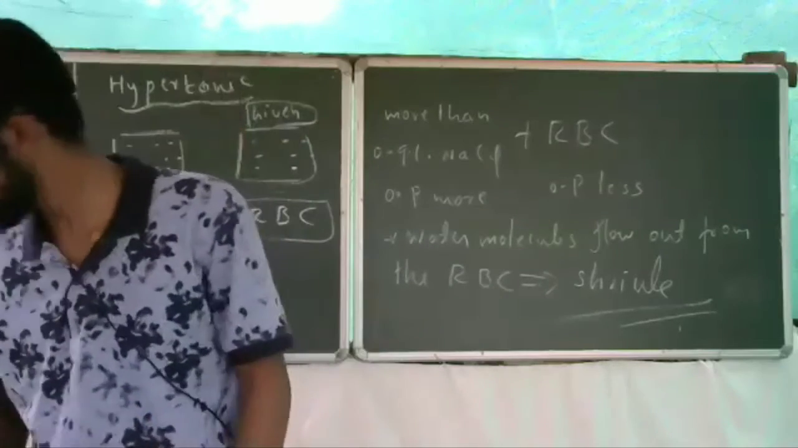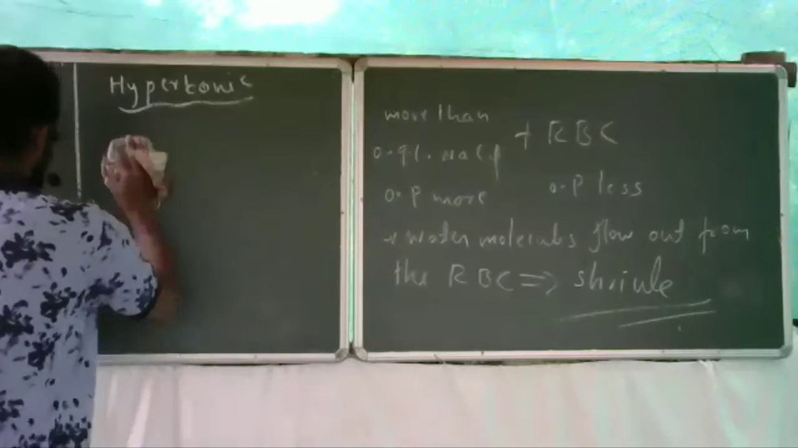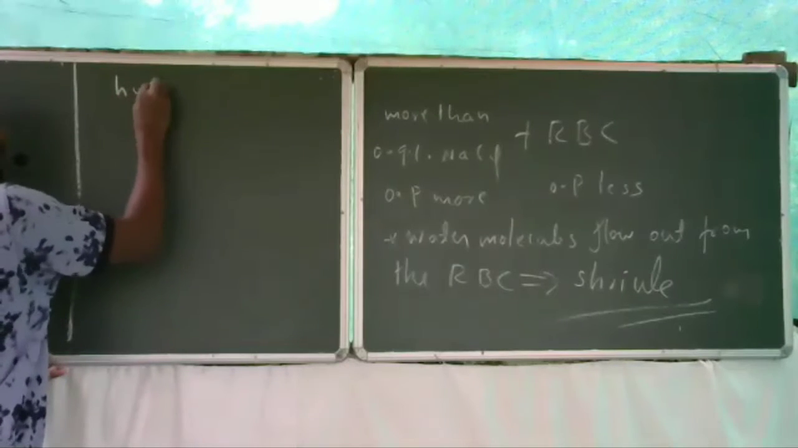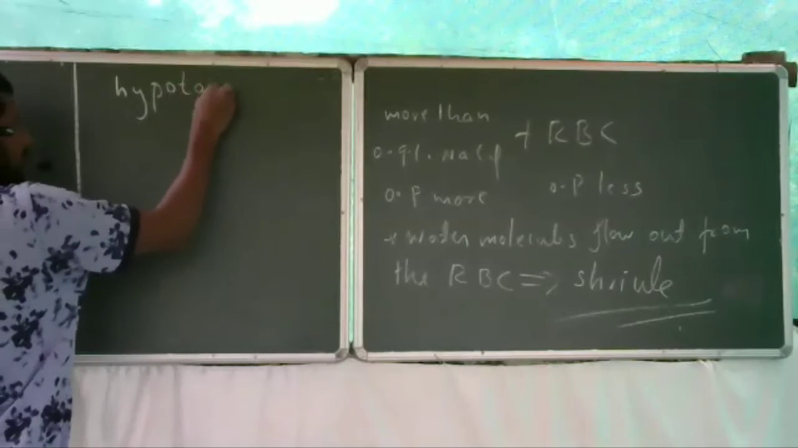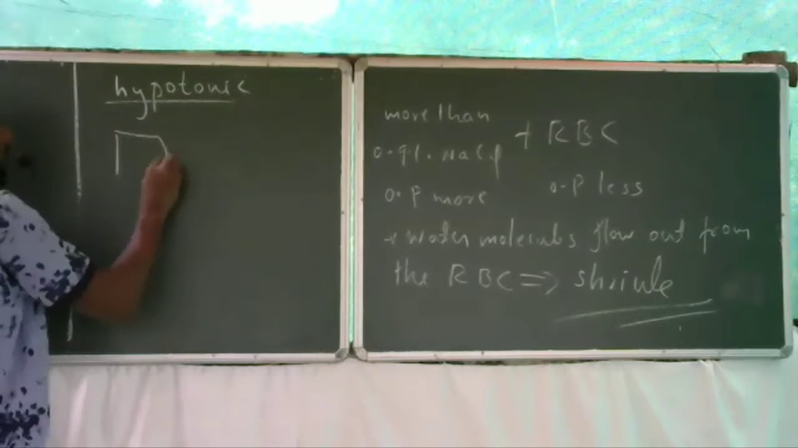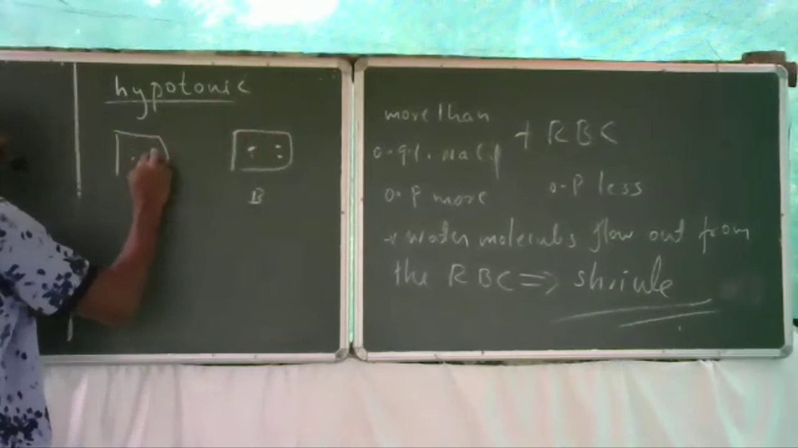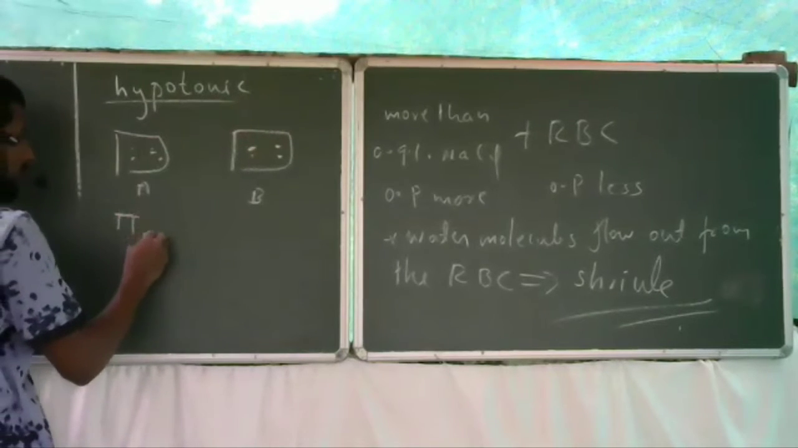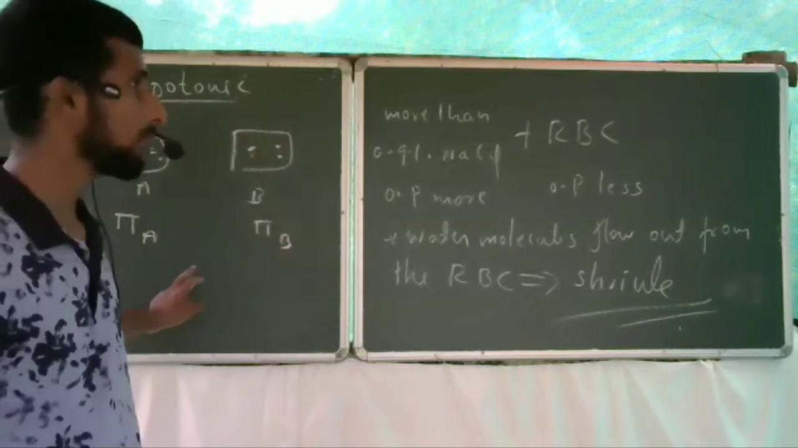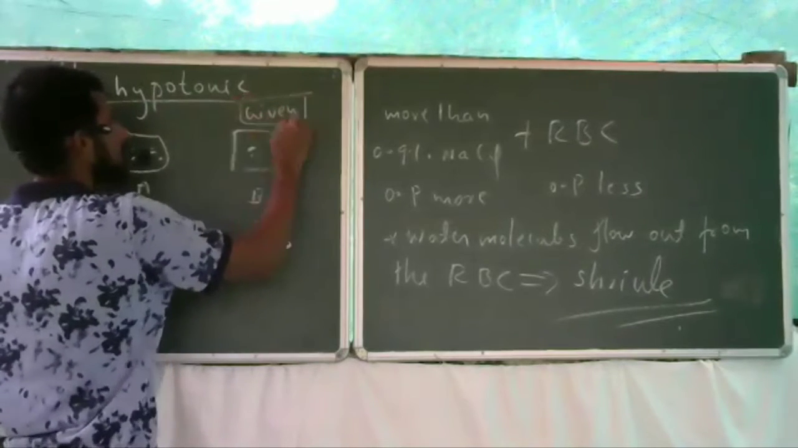Next, another condition, that is called hypotonic. Same, consider solution A and solution B. Here the osmotic pressure of A is pi A and of B is pi B. In the case of hypotonic, just assume solution B is the given solution.